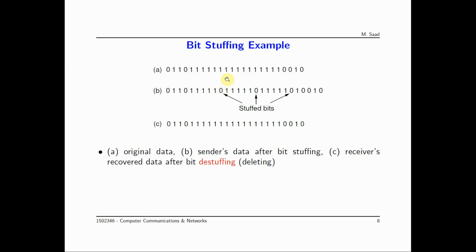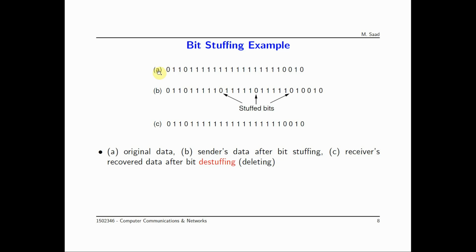And now if we continue, we have another 5 ones, 1, 2, 3, 4, 5. We add a 0, and then we have another 5 ones. We add a 0, and then 1, 2, 3, 4, 5, we add a 0. Then we simply have the rest of the data, which is 1, 0, 0, 1, 0, 1, 0, 0, 1, 0. So I think I may have confused you here a little bit.